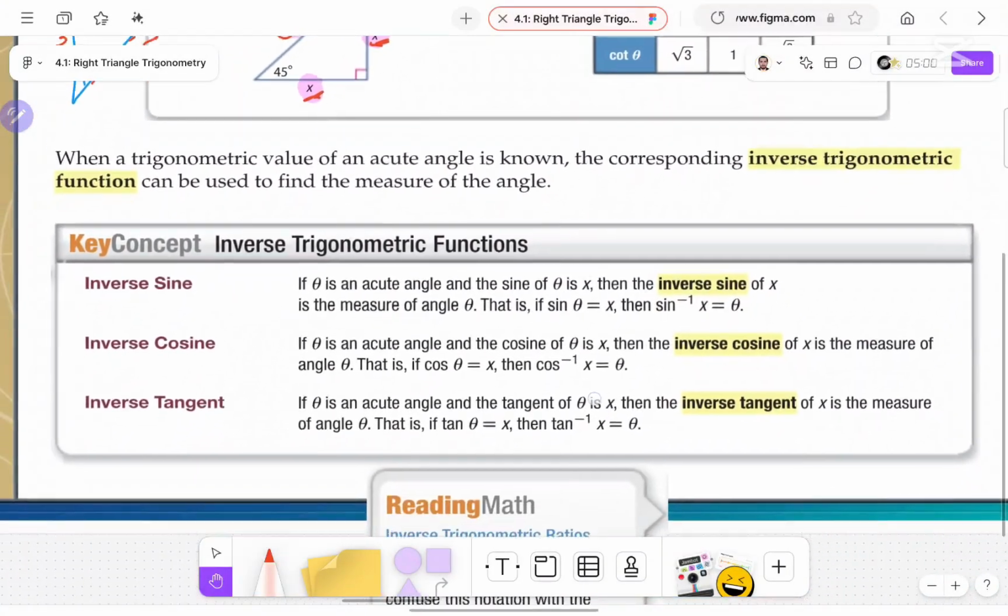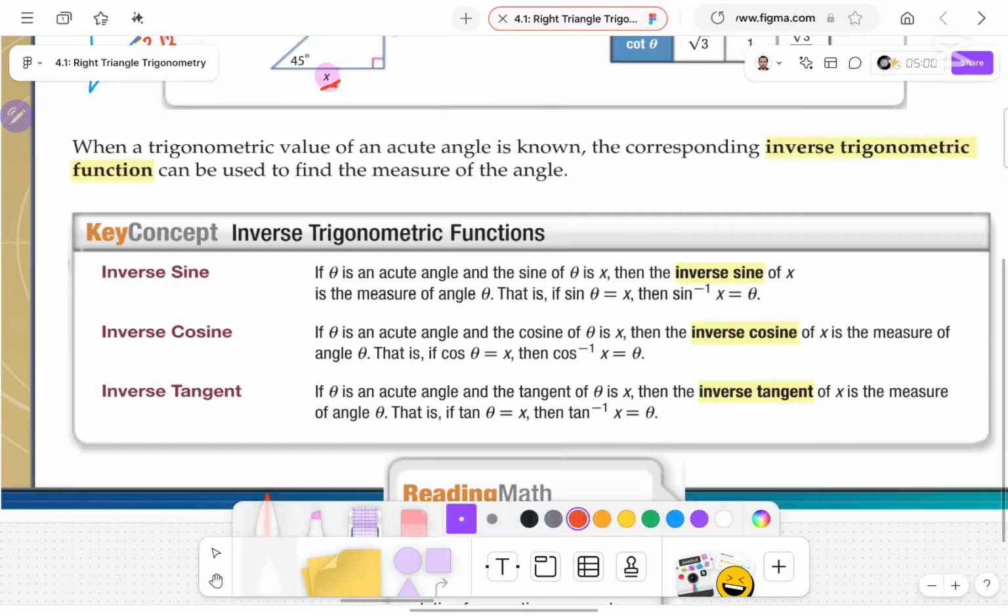Okay, now let's go to the last thing, which is the inverse. For the inverse of the function, inverse of sine, why do we use it? To find the measure of the angle. The inverse is used only to find the angle theta. Angle theta is equal to what? So how can we do that?